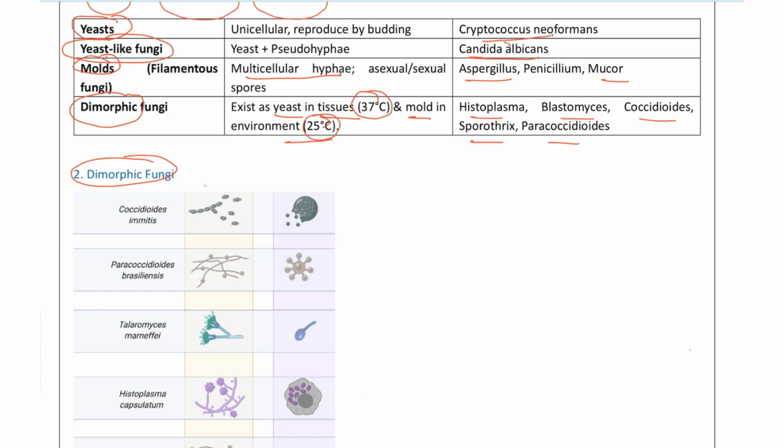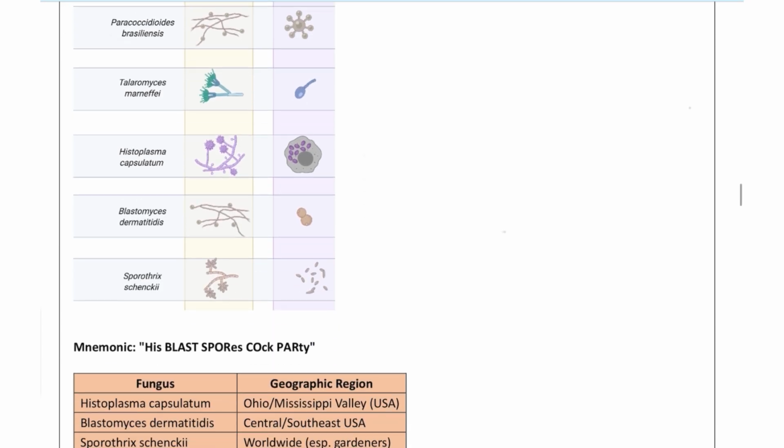Next, dimorphic fungi. Dimorphic fungi, we just discussed. They show two different forms: one is going to be the mold, the other one is going to be the yeast, right?